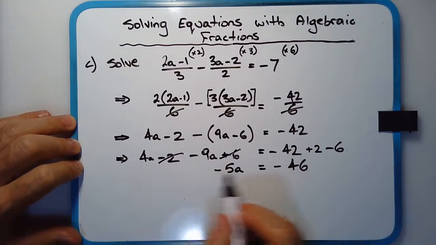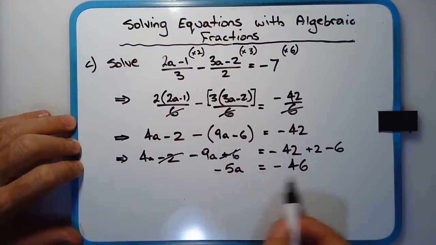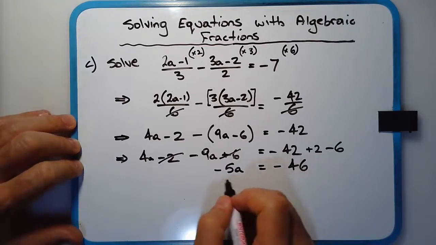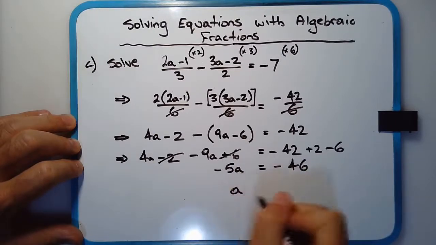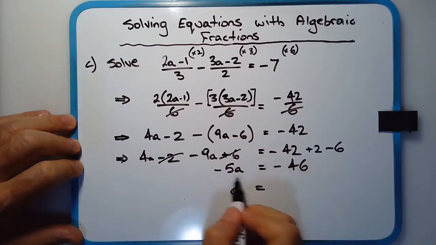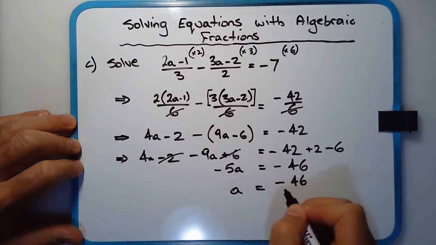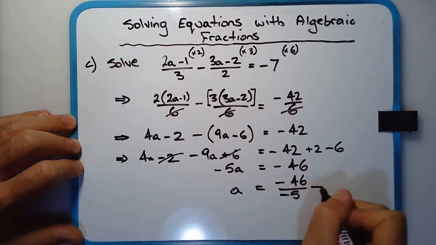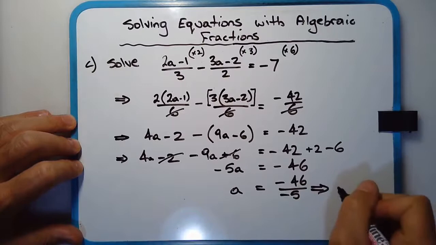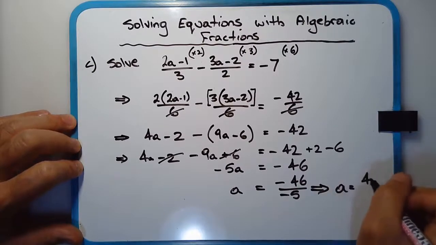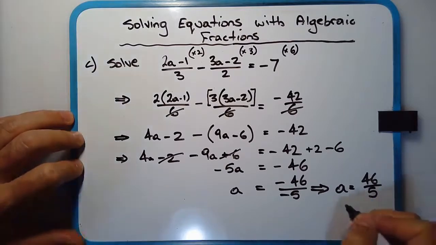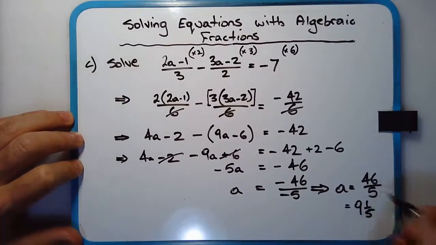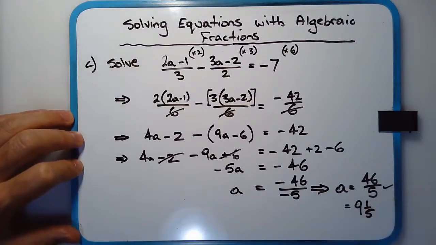Now you can see that there's a negative on both sides. With a negative on both sides, it really becomes positive because you can cancel the negatives out and multiply by negative 1. But we're not going to do that. We're just going to divide both sides by negative 5. Negative 46 over negative 5, and really that's just the same as a is equal to 46 over 5. Or that's 9 and 1/5. It doesn't really matter. I'm happy to just keep it in improper fraction form if you like.